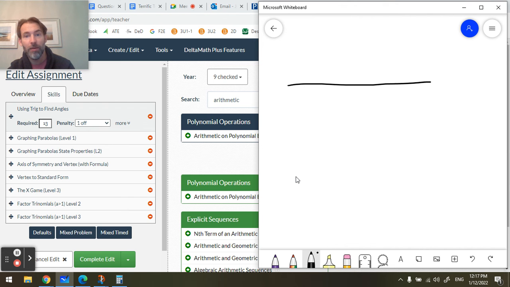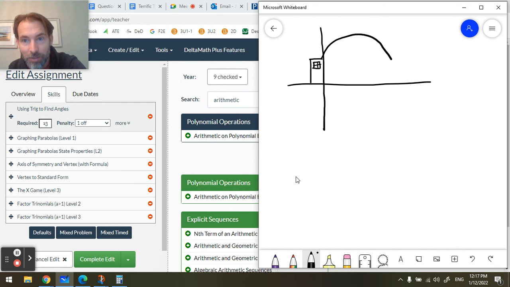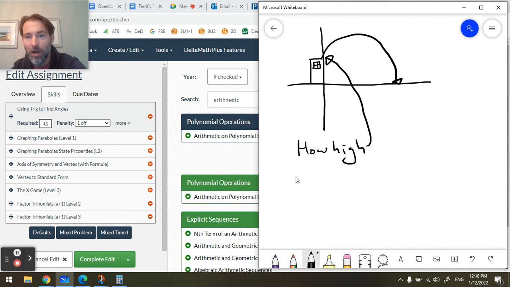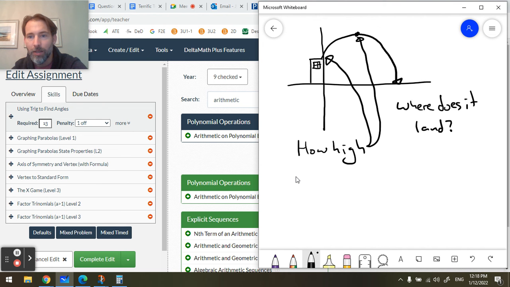Let's say we're talking about a rocket, and the rocket is launched off of this building here. Here's a building, and the building is conveniently placed right along the y-axis. The rocket starts right there, and it goes up, reaches some point, and comes down. And I want to know the answers to the following questions. How high was the rocket when it was launched? How high was the rocket when it reached its top point? And where does it come down? That would be that point.